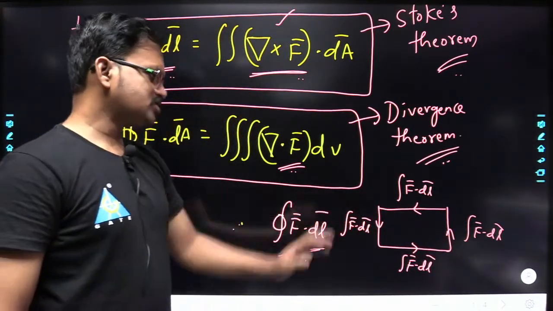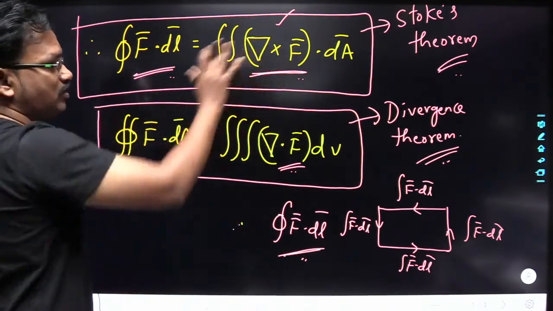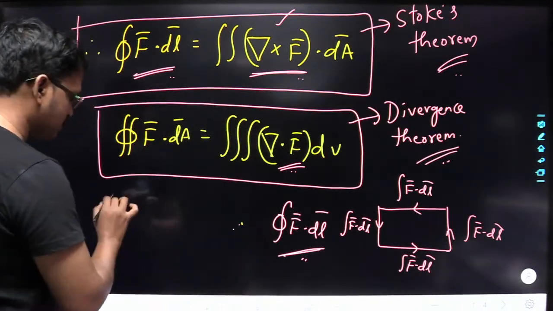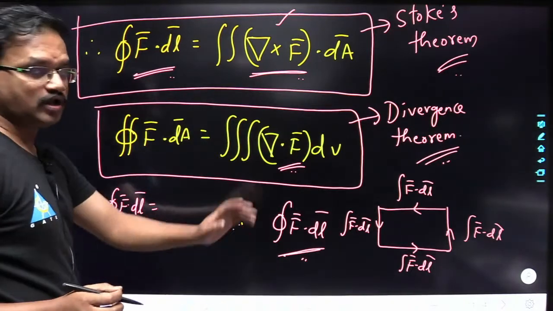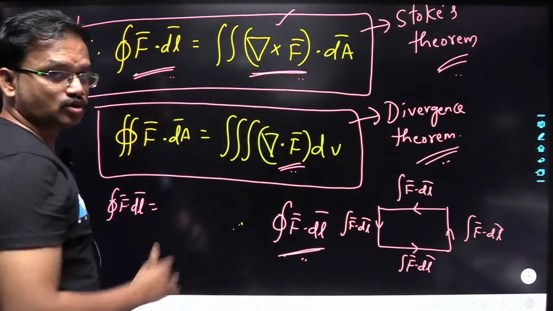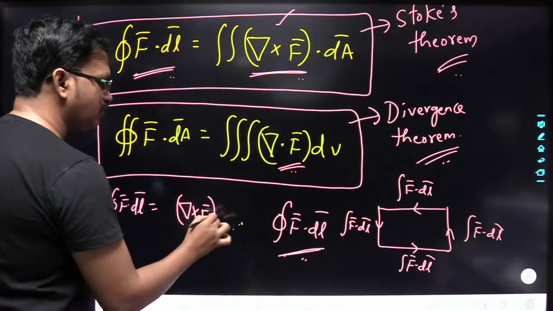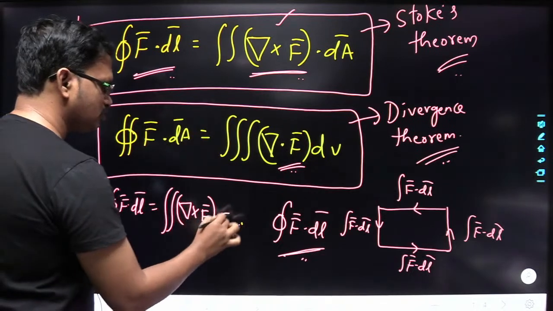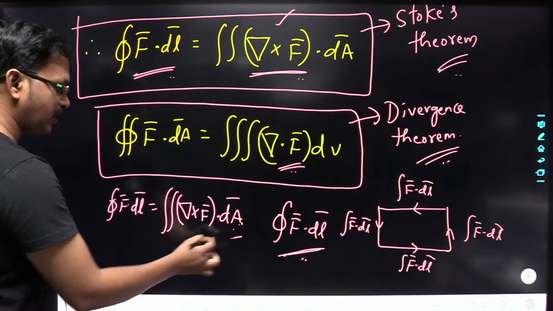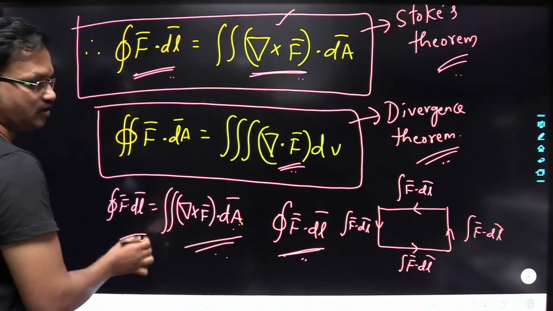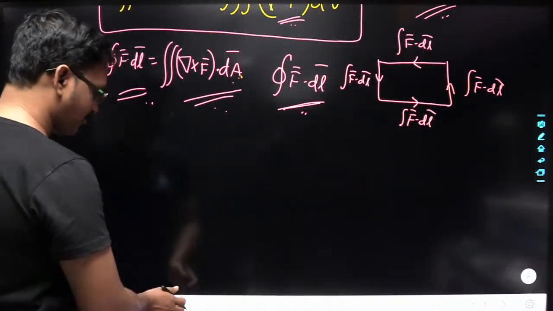Yes or no? So instead of this, if you know the vector field, then you can apply Stokes theorem. If you want to determine the circulation of a vector field around any closed loop, you can simply use Stokes theorem. That means determine the curl of the vector field and integrate that throughout the surface area. Then you are going to get the same result.